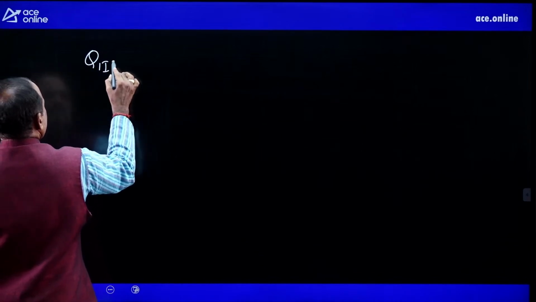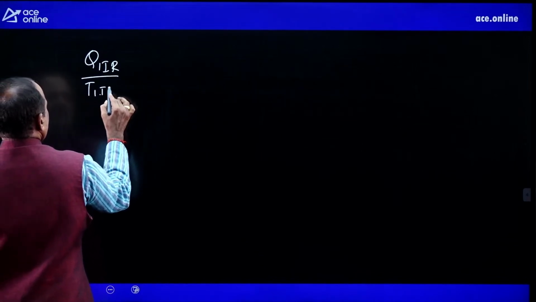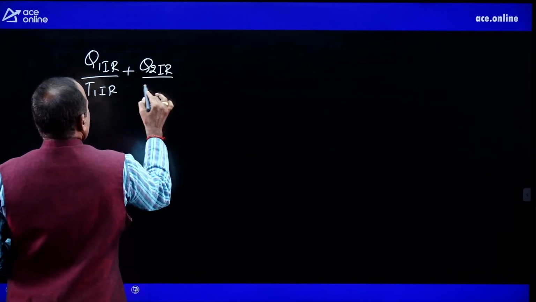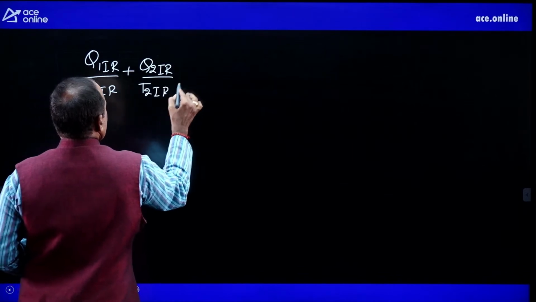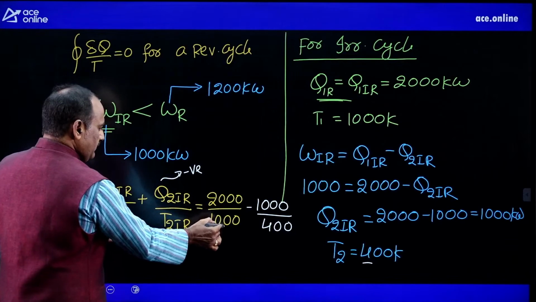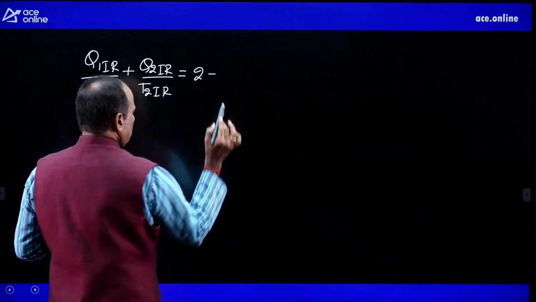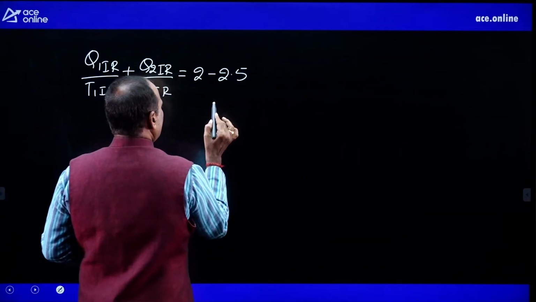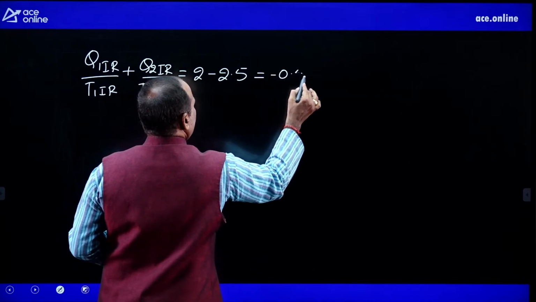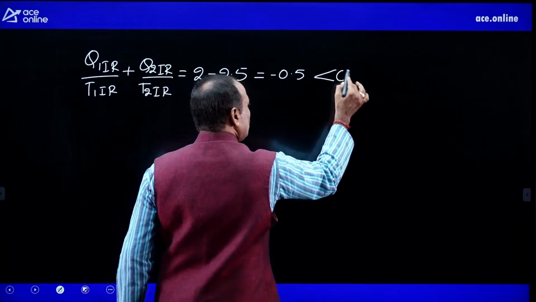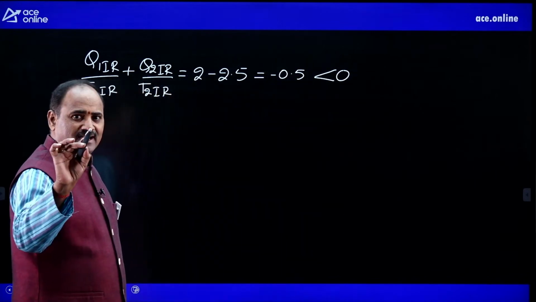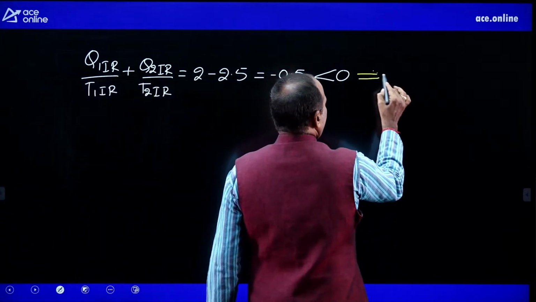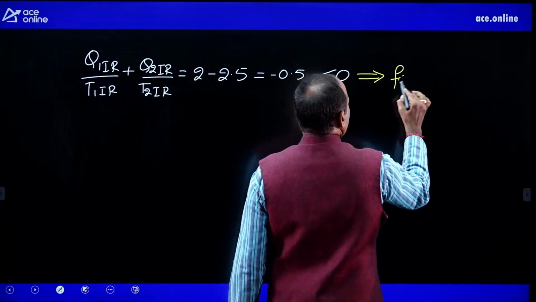Q1 divided by T1 plus Q2 divided by T2 for the irreversible engine equals 2000 by 1000, which is 2, minus 1000 by 400, which is 2.5. It is equal to minus 0.5, which is less than 0. Less than 0 is for what kind of cycle? Yes, irreversible cycle. For an irreversible cycle, the cyclic integral of dQ by T is less than 0.